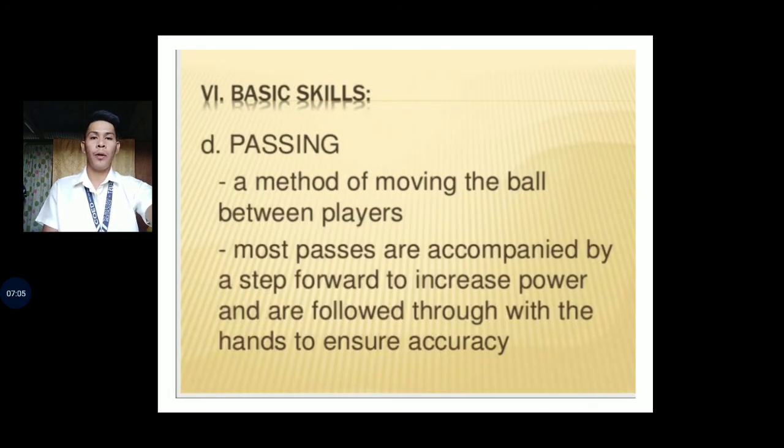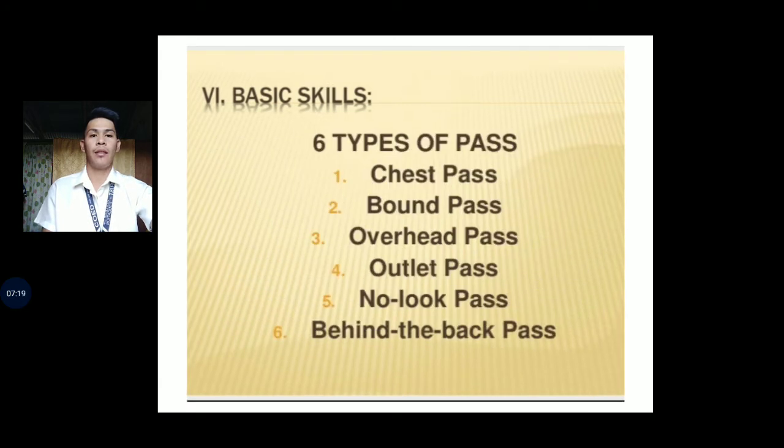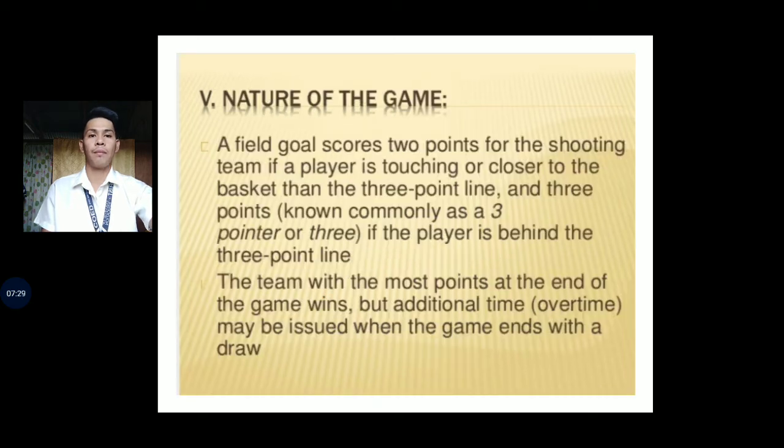Okay, letter D for passing, a method of moving the ball between players. Most passes are accompanied by a step forward to increase power and are followed through with the hands to ensure accuracy. Okay, there are 6 types of pass. We have the chest pass, bounce pass, overhead pass, outlet pass, no-look pass, behind the back pass.